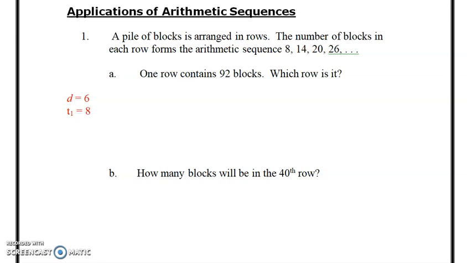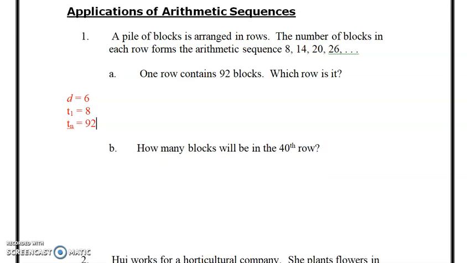Now, if you look at the A part, it says one row contains 92 blocks. So let's read the question. It says the number of blocks in each row forms this. That means the first row has 8 blocks, the second row has 14 blocks, the third row has 20 blocks, the fourth row has 26 blocks, and so on. So what we're trying to figure out is which row, which is n, contains 92 blocks. So the general term is given. So it's T to the n is equal to 92. We don't know n, that's what we're looking for.